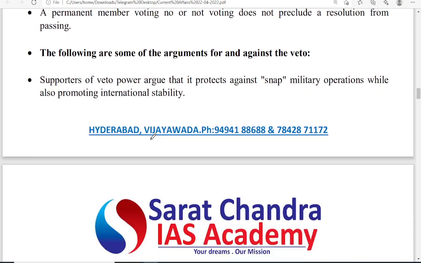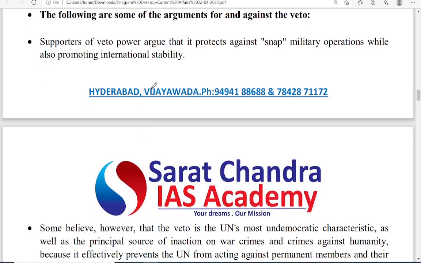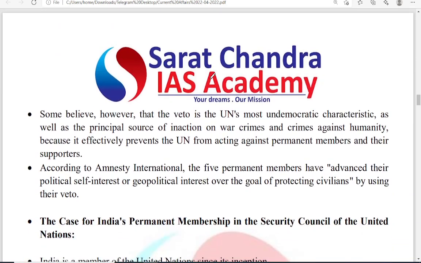So what are the arguments against the veto power? It is very simple. The first argument is that only a few countries are enjoying a monopoly over this veto power, and at the same time a large amount of responsibility has been kept in fewer hands. We'll see the arguments on both sides. The countries which enjoy the veto power obviously support it. Supporters of the veto power argue that it protects against snap military operations while also promoting international stability. Some disturbing resolutions that disturb international stability can be stopped by the veto power. That was their argument.